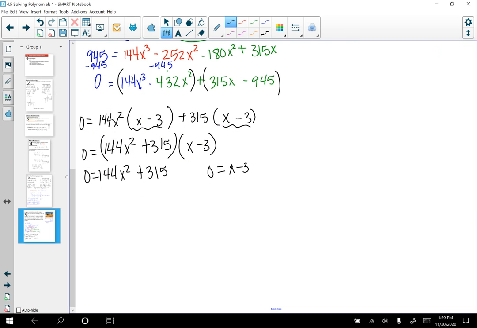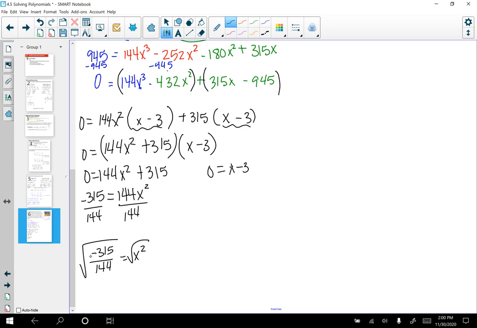Okay, so now I'm going to subtract over my 315. I get negative 315 equals 144x squared. I divide by 144. I get negative 315 divided by 144 equals x squared. To solve for x, I need to take the square root. And remember, when we're taking the square root of a negative, we get plus or minus i, right? Square root of 315 over 144. Now I can definitely reduce this, but let's just take a look before we go any further.